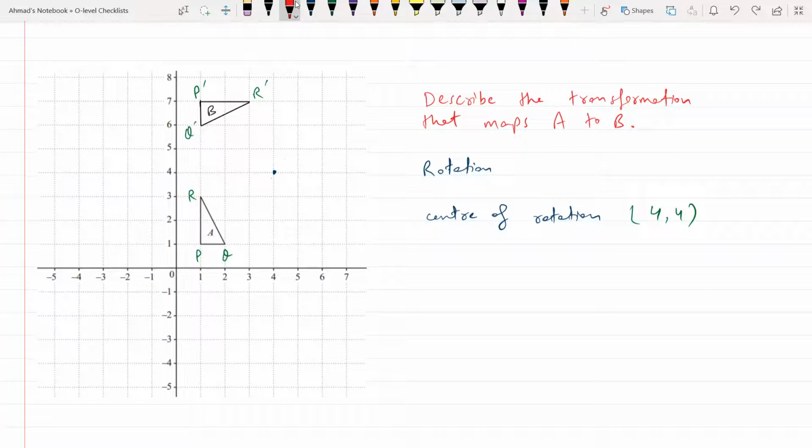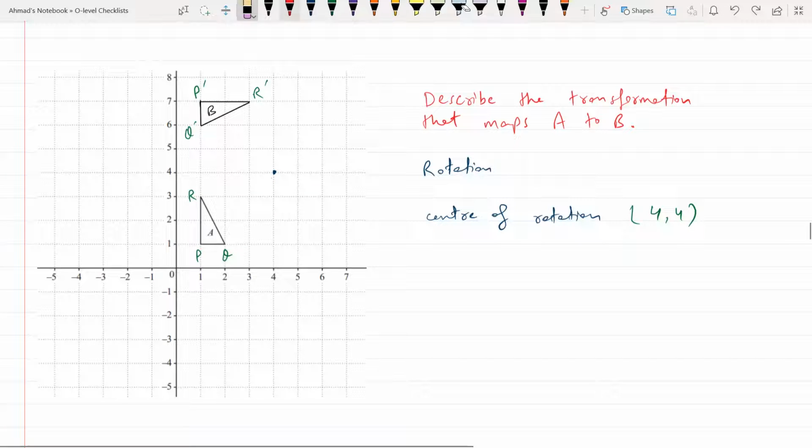So sometimes it works quicker, sometimes it takes more time. So if you have this experience of doing it like this, then I would recommend it. Otherwise, drawing perpendicular bisectors is also perfectly okay. Now, how do you find the angle of rotation and the direction of rotation?